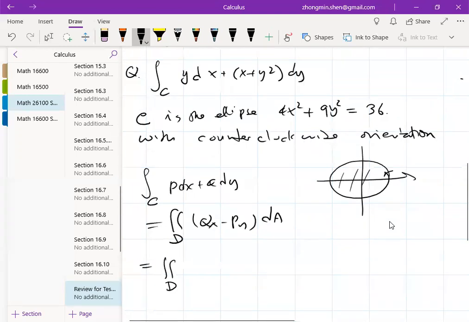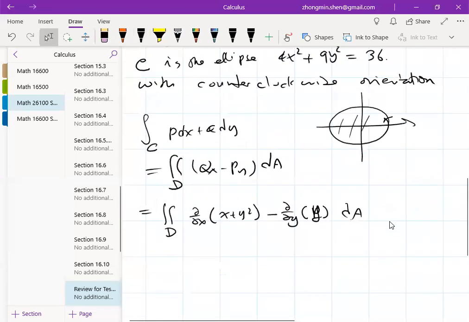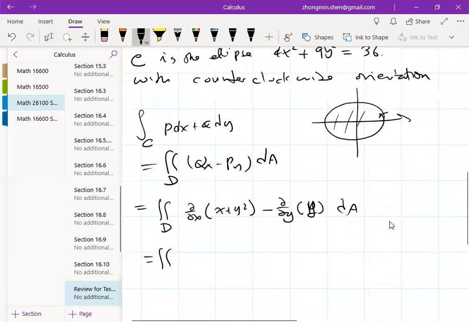Qx is going to be x plus y squared, right? Minus... okay, it would be very surprising to me, it's going to be 0. Okay, so it's 1 minus 1 dA. It's going to be the integral of 0.